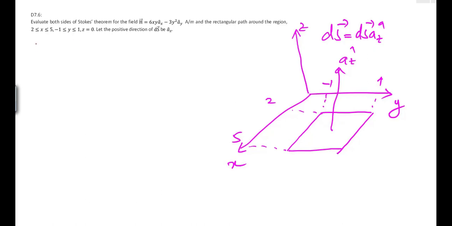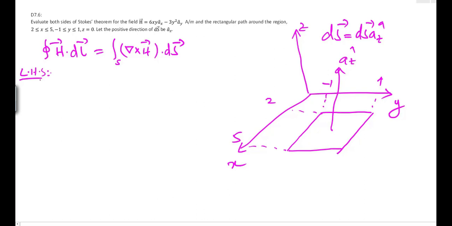So now we have to evaluate both sides of Stokes' theorem. The left hand side is the line integral, whereas the right hand side is the surface integral of the curl of the magnetic field intensity. So this is what we have to compute. Now we start with the left hand side. It is very easy now to obtain the left hand side.